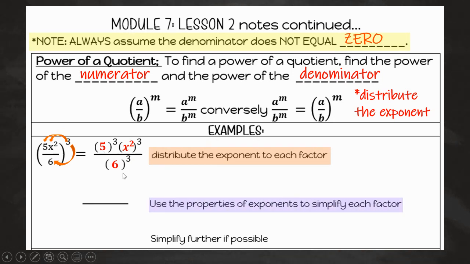Then I'm going to simplify. So we're going to use our properties of exponents to simplify each factor. Well, 5 to the power of 3 is 125. X squared to the power of 3 is a power to a power rule, so I'm going to multiply those exponents and get x to the power of 6. And then 6 to the power of 3 is 216.